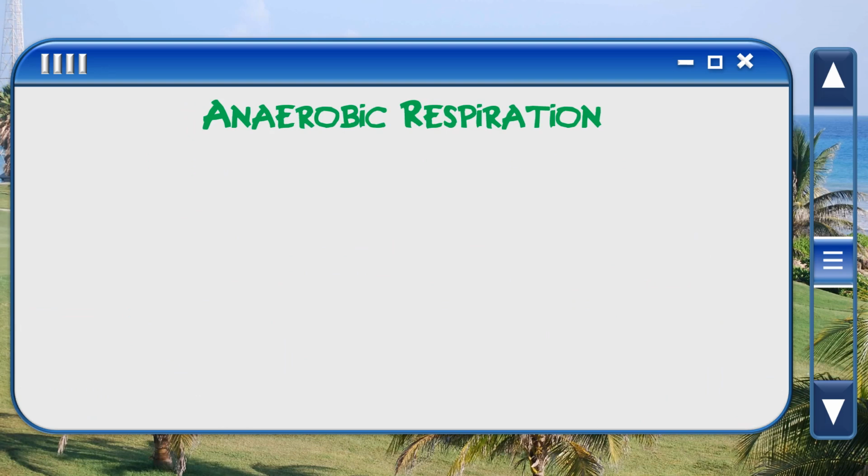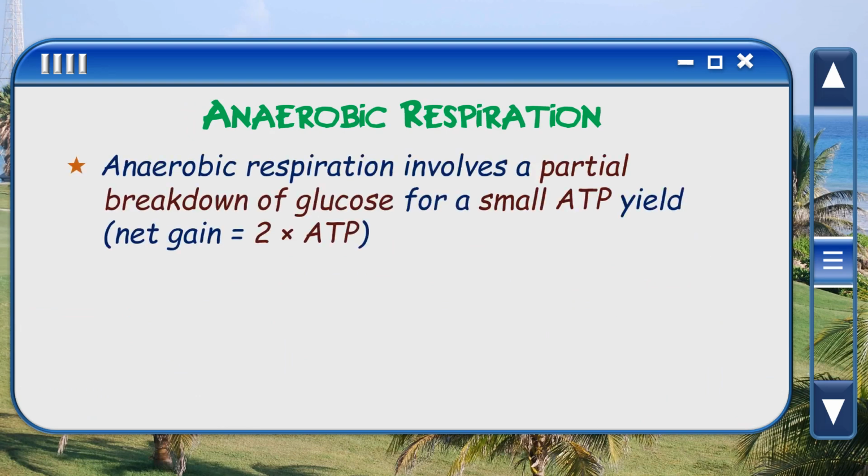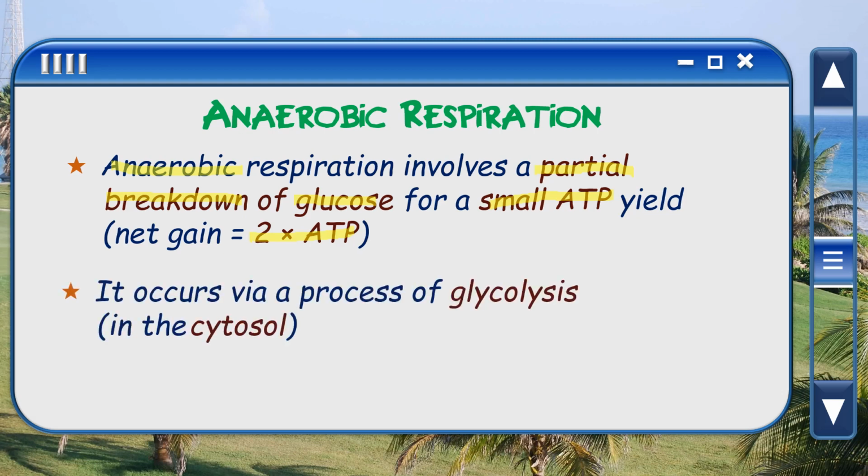Let's now look at anaerobic respiration. This involves the partial breakdown of glucose for a small ATP yield. We have already seen that. It is not completely broken down, but partially broken down, and we end up yielding a small amount of ATP. So the net gain is only 2 ATP molecules from anaerobic respiration. This occurs via a process called glycolysis, and glycolysis takes place in the cytosol. Cytosol is the same as the cytoplasm.